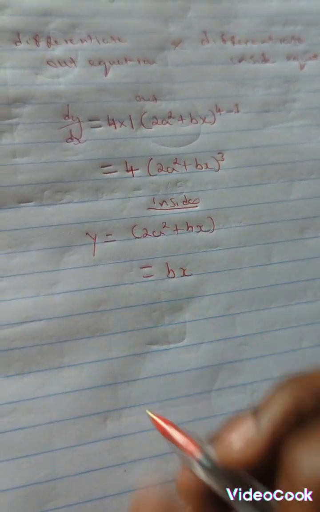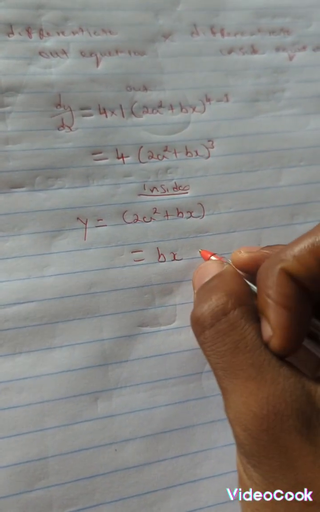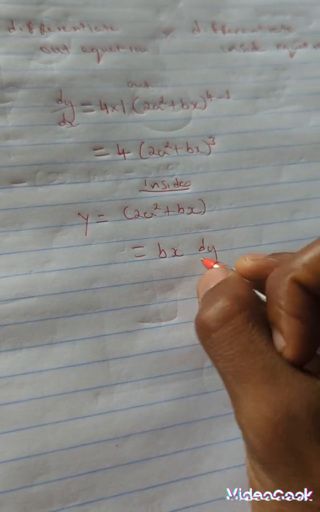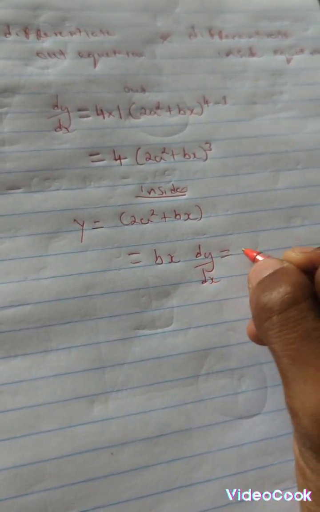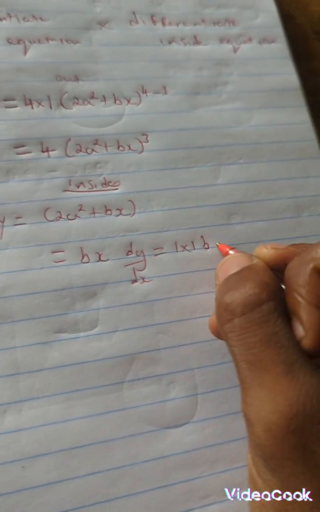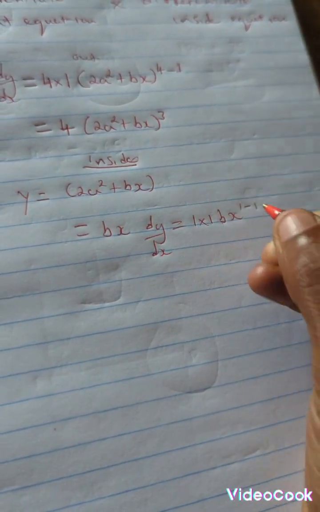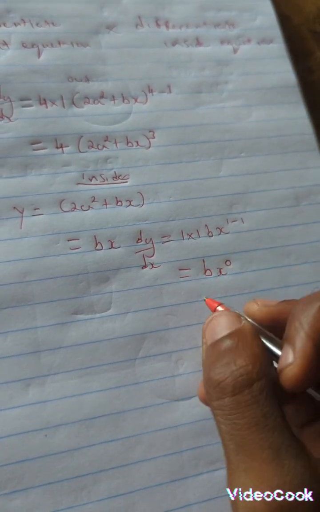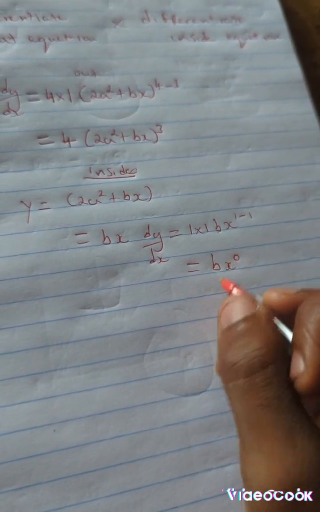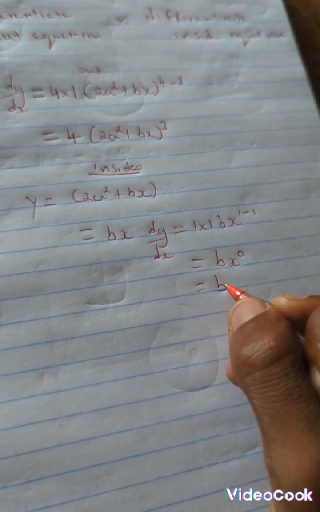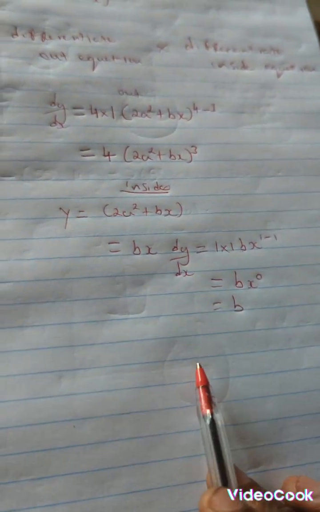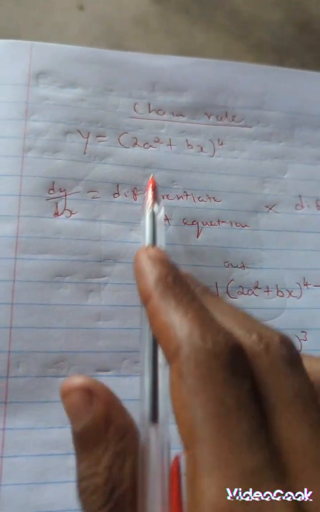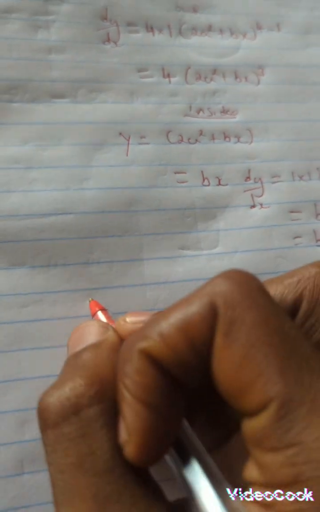So when we do dy/dx here, it will be 1 times bx to the power 1 minus 1. What are we going to get? bx to the power 0. And then we all know that anything to the power 0 is 1, so we're going to get b. Then for the final answer, since I've said dy/dx using the chain rule is outside equation times inside equation, we're going to now find the final answer.